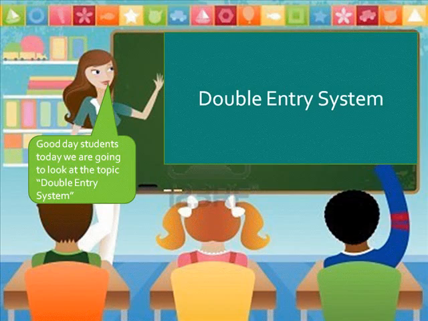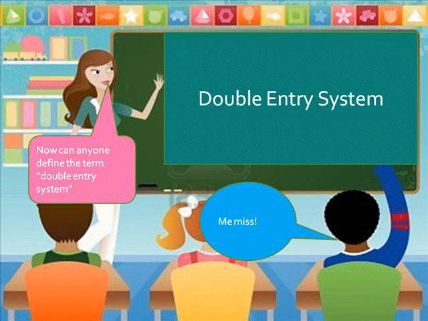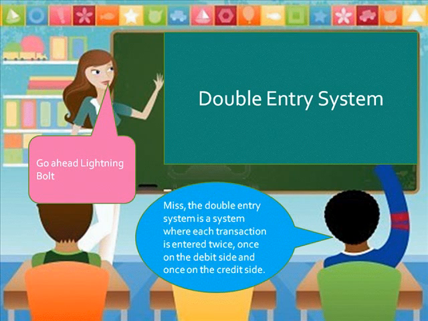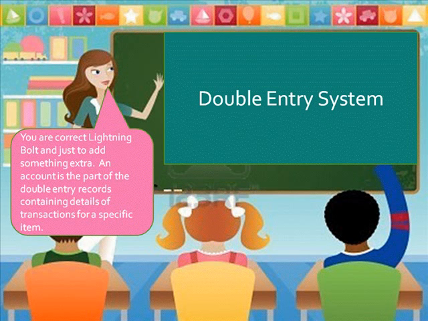Good day, students. Today we are going to look at the topic double entry system. Now, can anyone define the term double entry system? Me, miss. Go ahead, lightning bolt. Miss, the double entry system is a system where each transaction is entered twice, once on the debit side and once on the credit side. You are correct, lightning bolt.